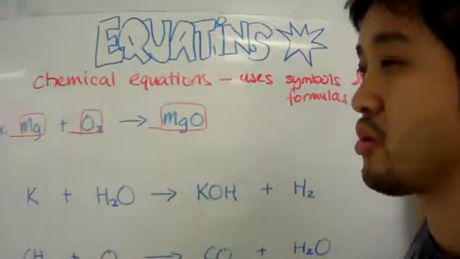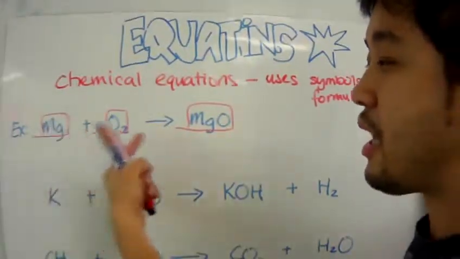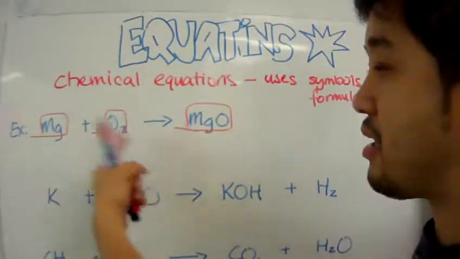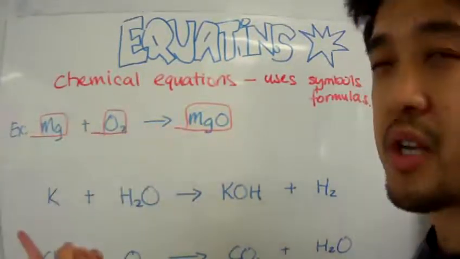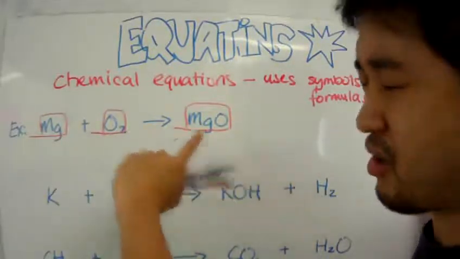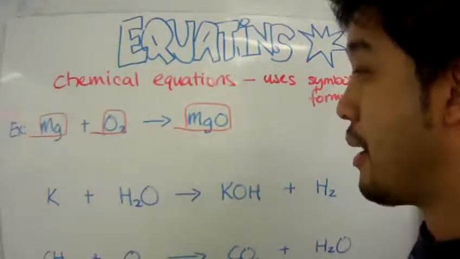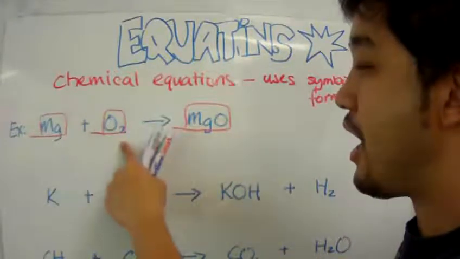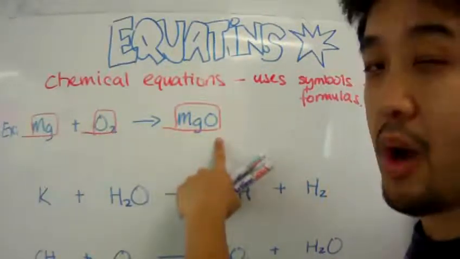Moving on to step number 2. Are there any anions or polyatomic ions here? Nope. Step number 3, balance the hydrogens. Are there any hydrogens in here? Nope. Okay, moving on. Step number 4, balance the oxygens. Here I have 2 oxygens and here I have 1.